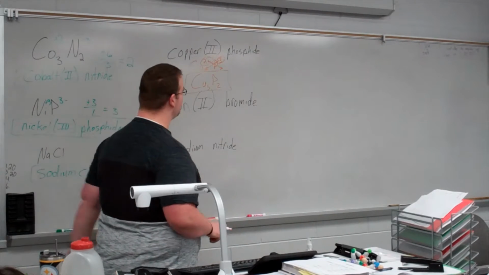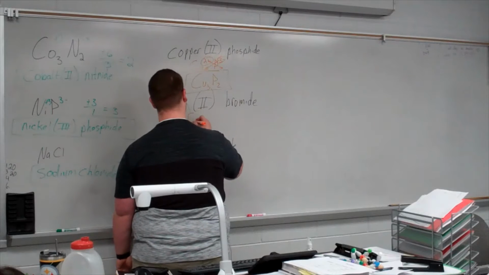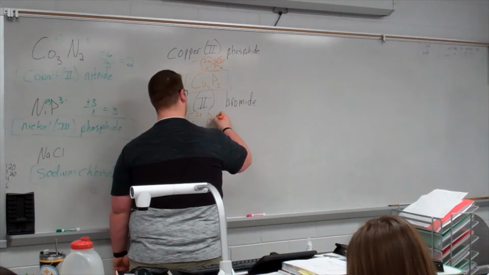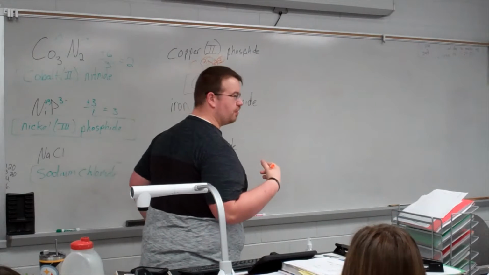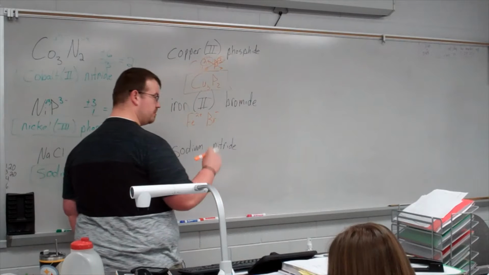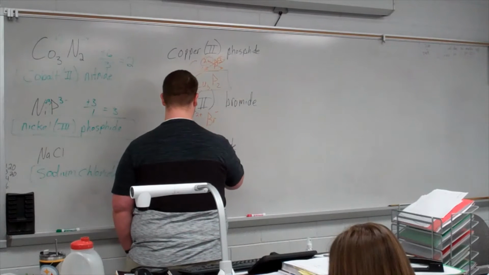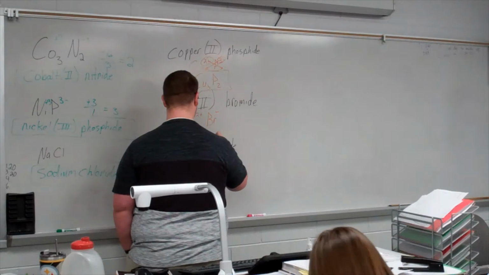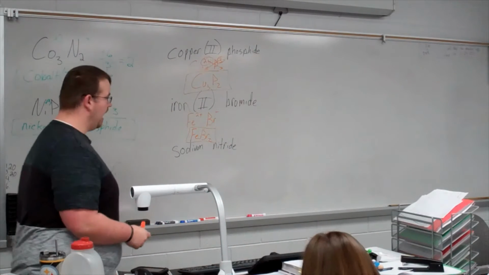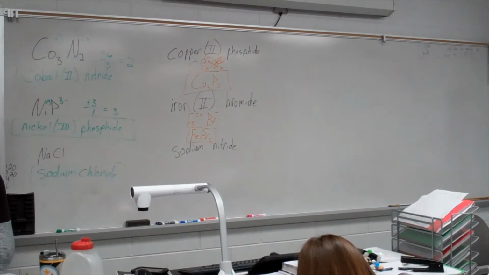All right, so we've got iron(II), so Fe2+, and bromide. Bromide comes from bromine, which comes from the 17th column, which has a -1 charge. They're not the same charge, so we can just cross them. So it's FeBr2. Iron(II) bromide, FeBr2.